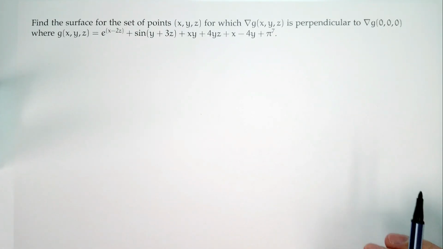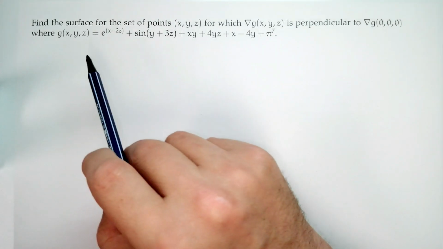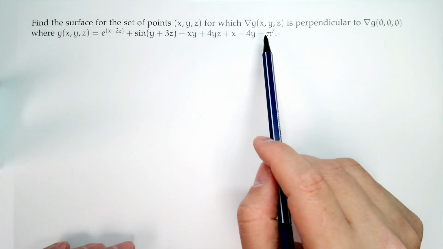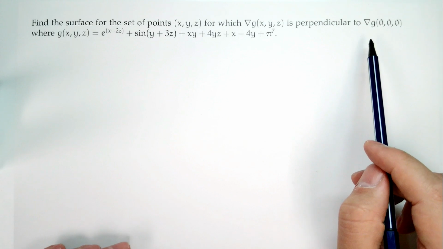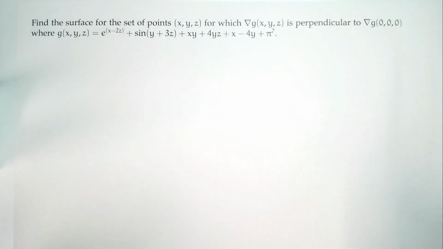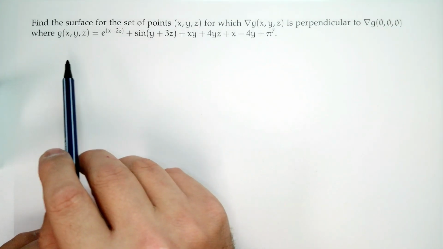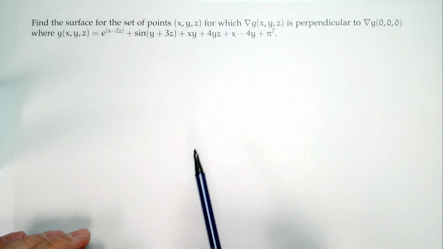So we'll start with the problem. We're going to find the surface for all the points which satisfy the following: the gradient at x, y, z is perpendicular to the gradient at 0, 0, 0. In other words, the gradient at the origin. And our function, well, it's not just any function. This function right here.